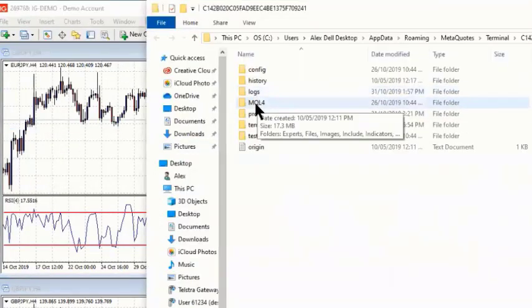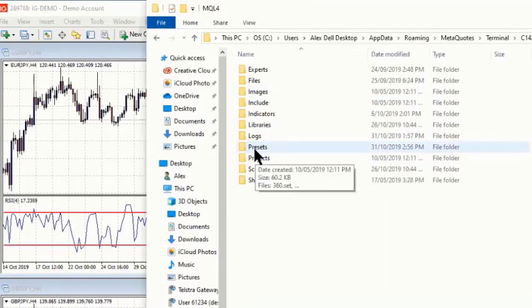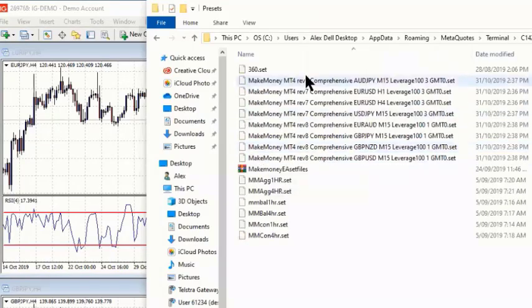You go to MQL4, and there's where all the presets sit. Now, I've already done this, so you'll see them. So I'll open them up. And there you paste. You just go paste, and there they are. So now they're ready for your use as you need them.